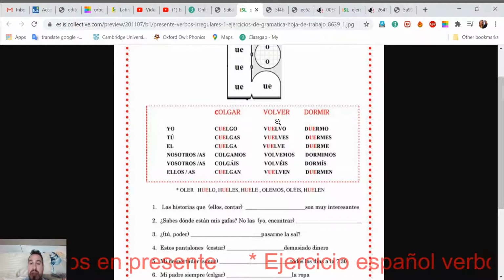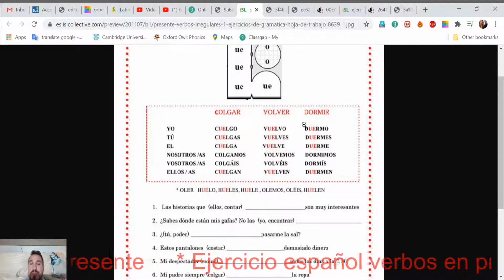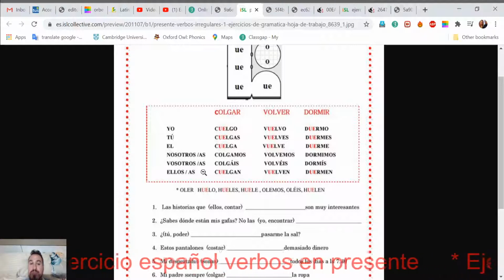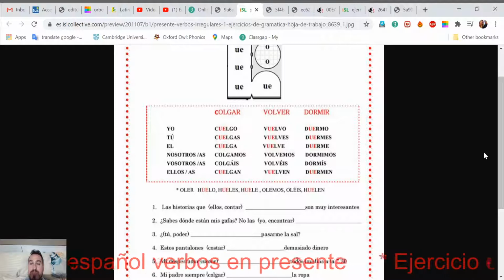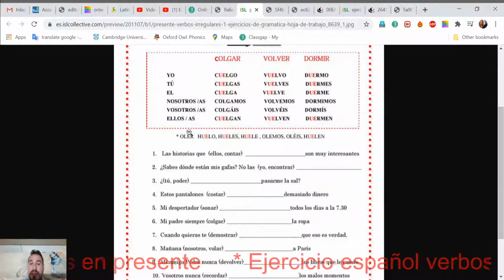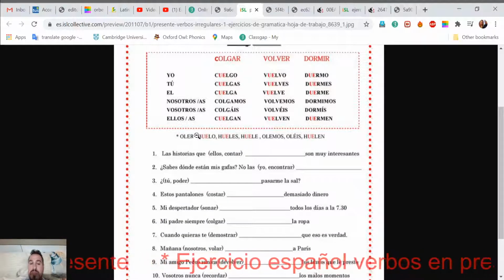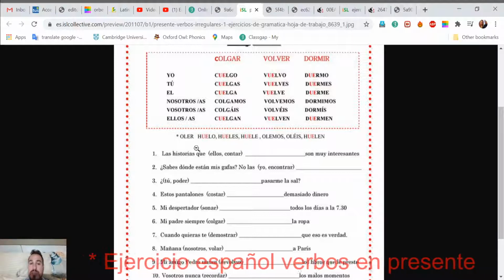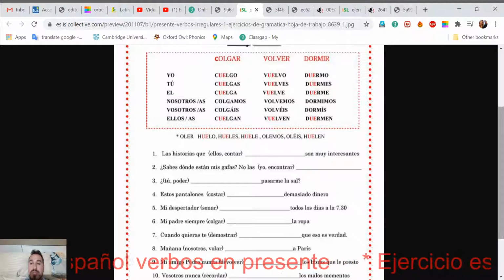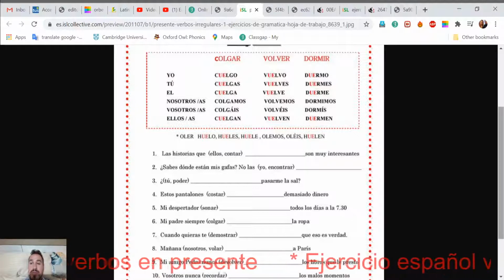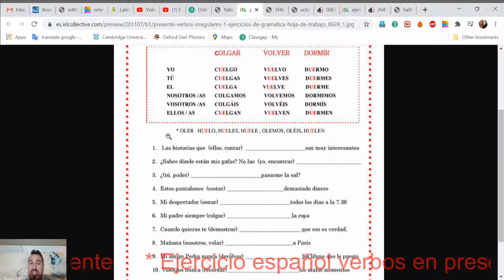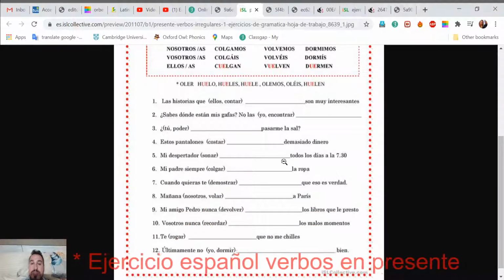So, for example, this is to have, come back or go back, to sleep. So you get this UE in the middle, except for nosotros, vosotros. So colgar, cuelgo, cuelgas, cuelga, colgamos, colgáis, cuelgan. There's a weird verb, which is to smell. You get this H. And again, these two are always regular, no matter what. So even in irregular verbs, they are regular. Meaning you only get the ending change, not a change in the middle of the verb, okay? So let's get down to work.